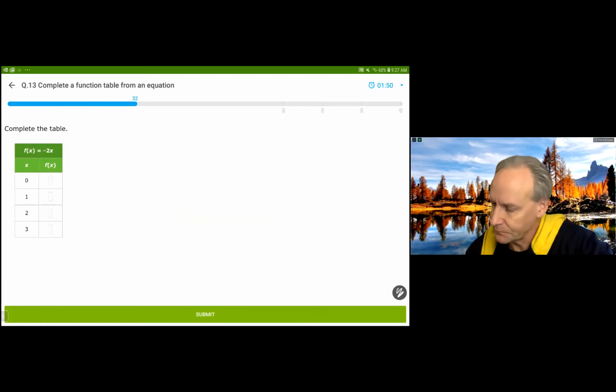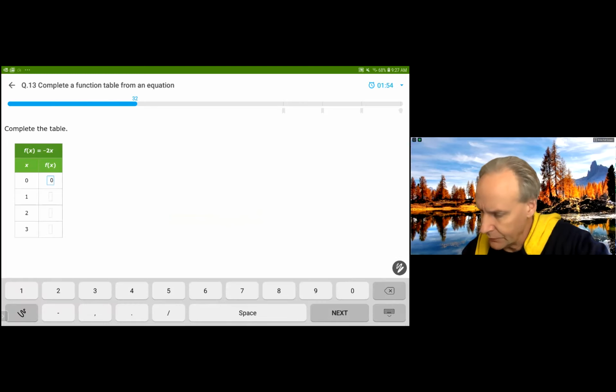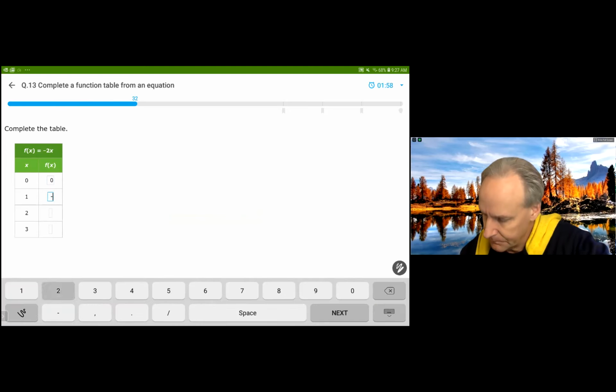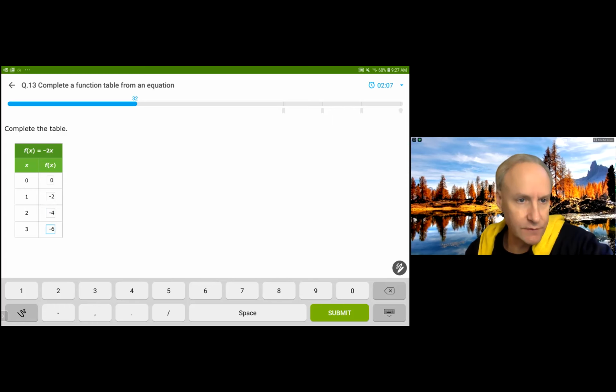Not much harder. We're multiplying by negative 2. Notice that we still get 0, and negative 2, and negative 4, and negative 6. We're just multiplying each of the x values by negative 2, which is what that function tells us to do.